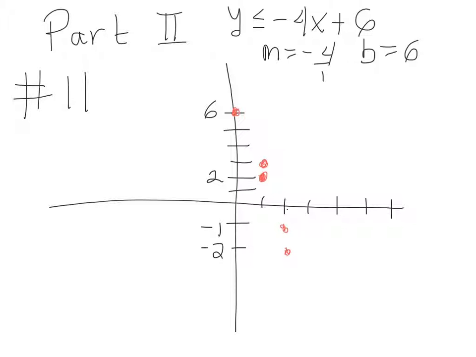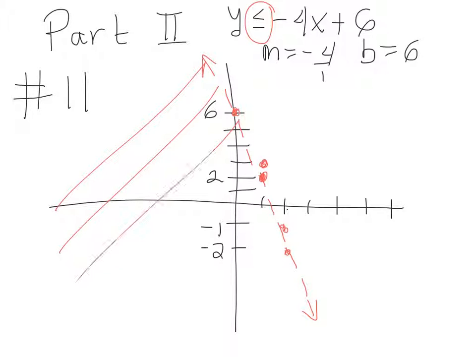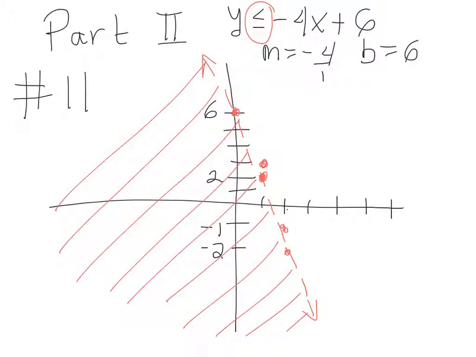So the inequality has a less than or equal, which means that the line is going to be solid. And it's less than, so that means that the shading part should be from the 6 down, which means everything below that line.